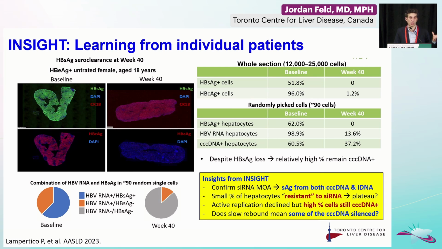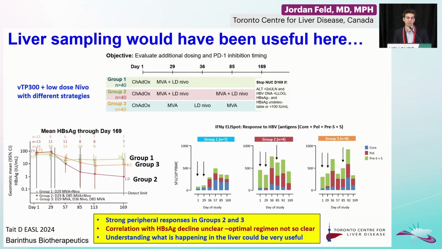We don't really know why yet these cells don't take up siRNA, or whether they're truly resistant, that might not be the right word, and that there still is active replication decline, but there's still a percentage of cells that are cccDNA positive, and maybe the slow rebound that you see after stopping the drug may mean that some of that cccDNA is transcriptionally silenced, even if it's still present.